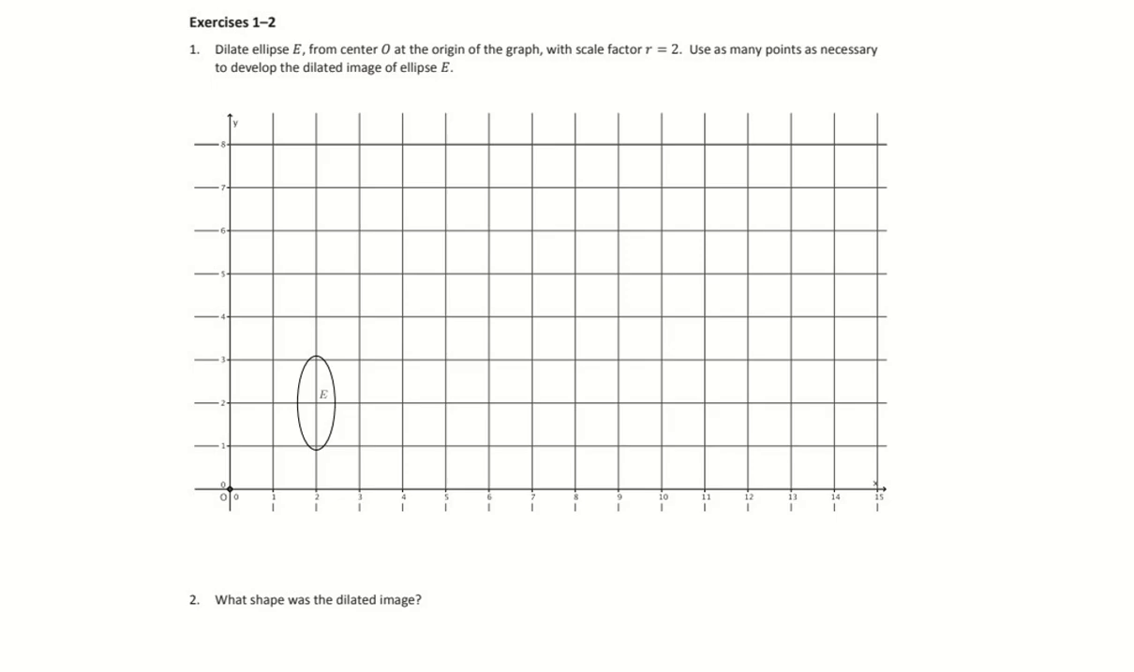If we look at this next one, it says dilate ellipse E from center 0 with the origin, scale factor of 2. So again, the scale factor is coming from here. I'm going to use this second example here. This is E. It says a scale factor of 2. Do as many points as you need. So look, see how that's over 2 and up 2? This should be over double to 4 and up double to 4.